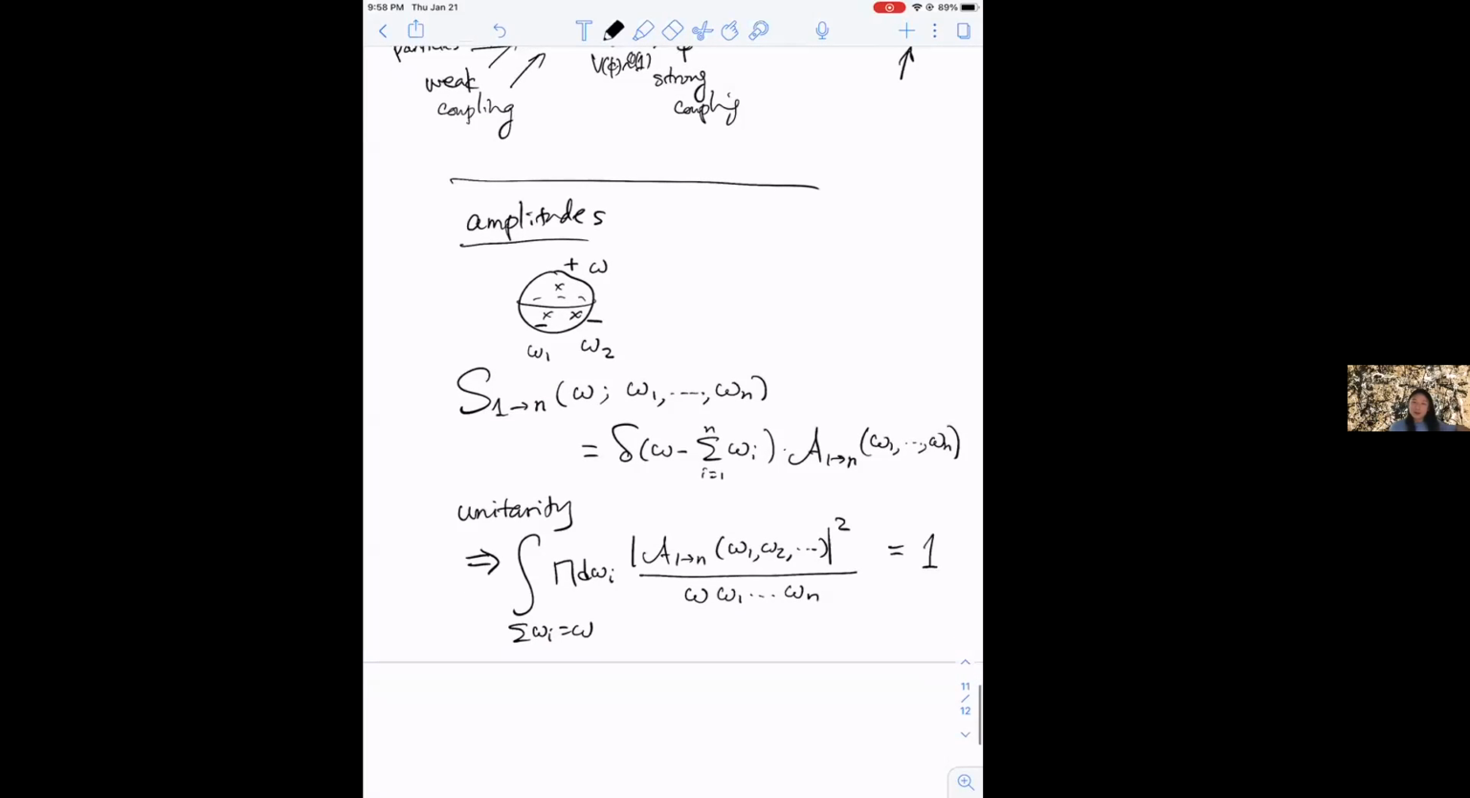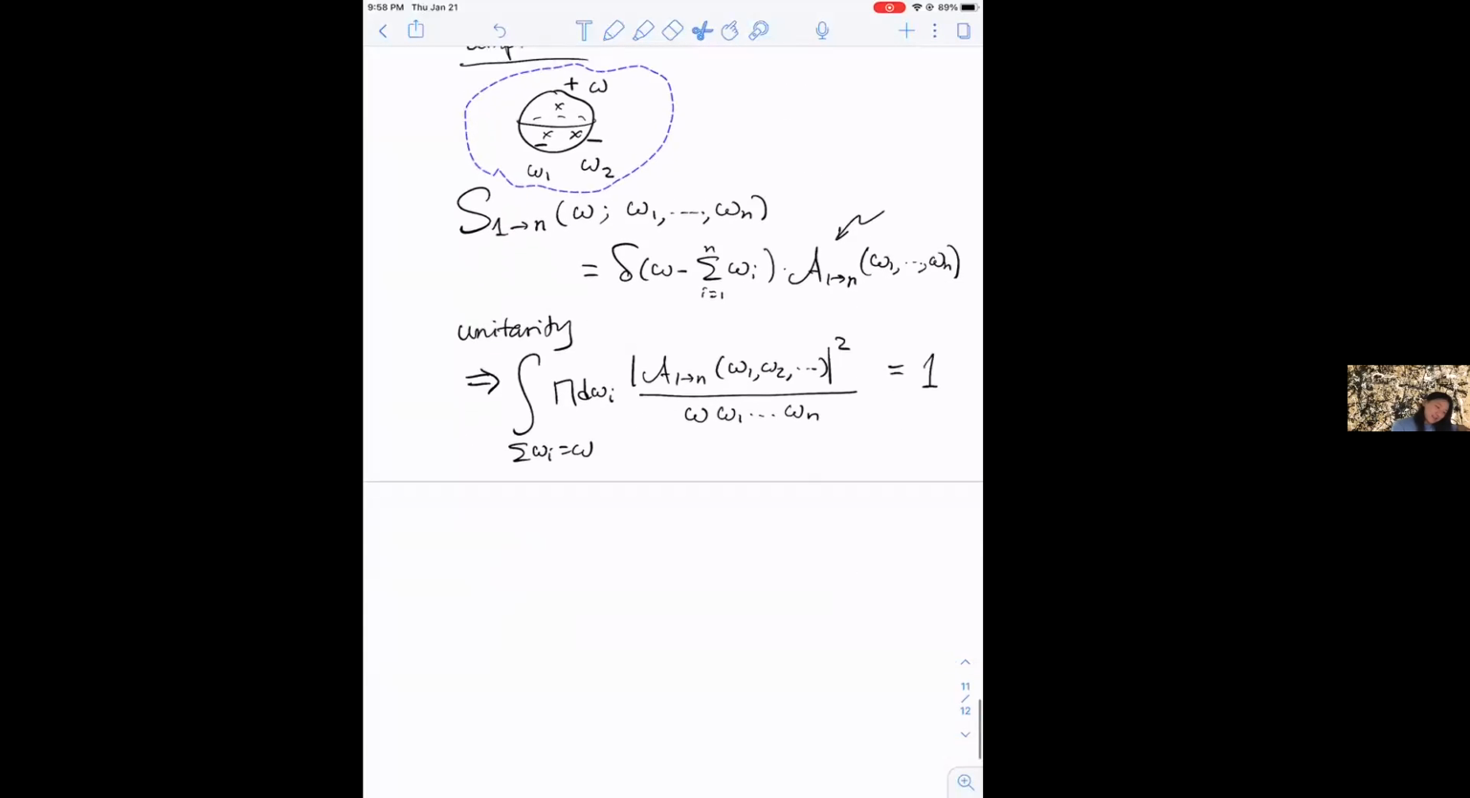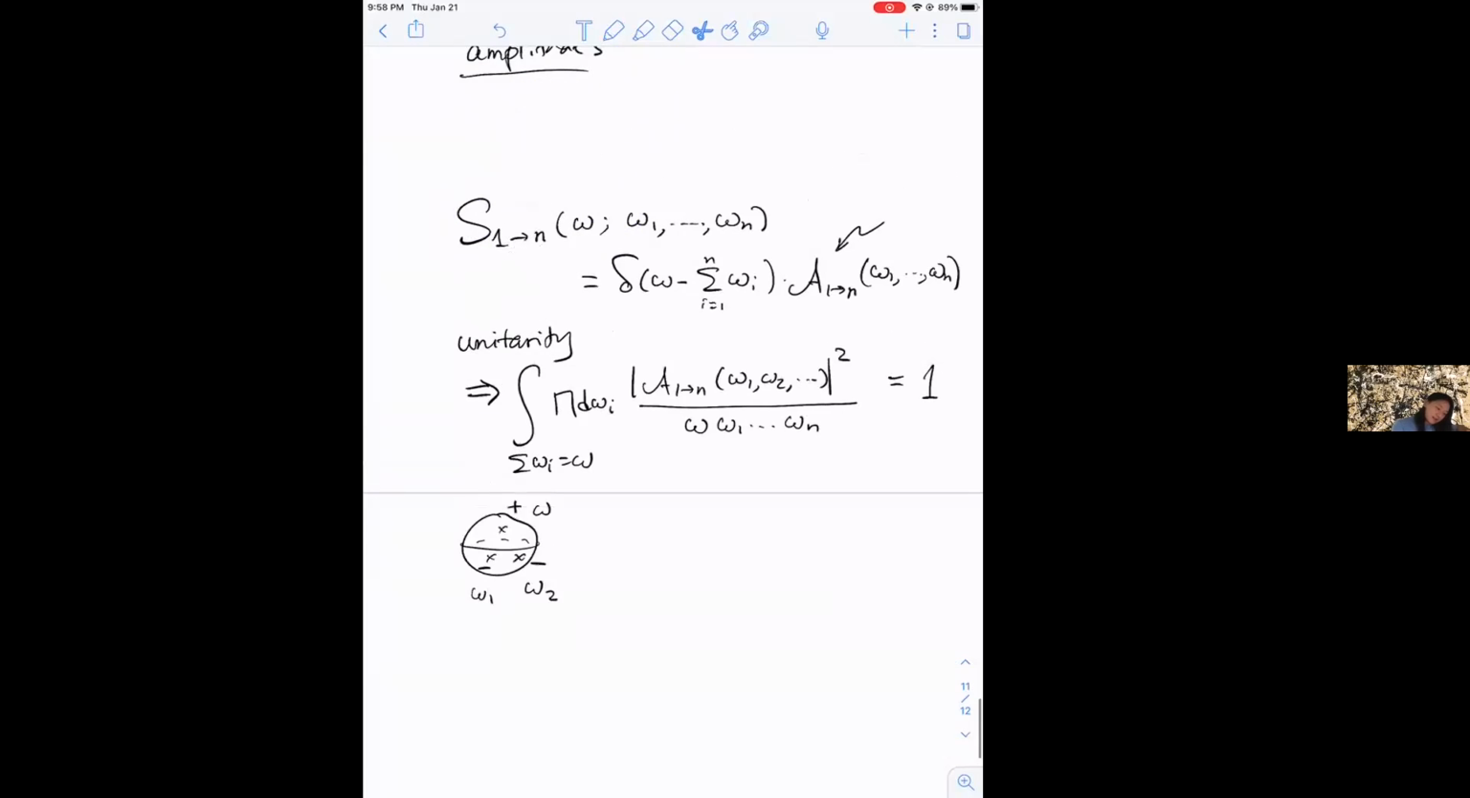So whatever amplitude you want to compute, hopefully will obey this relation. And of course, as usual, this amplitude is going to admit an expansion in the string coupling constant, perturbatively. Okay, now let's come back to this guy here, the three-point.